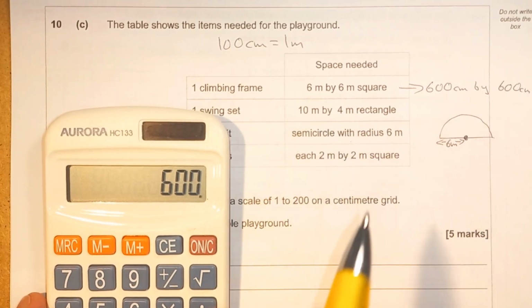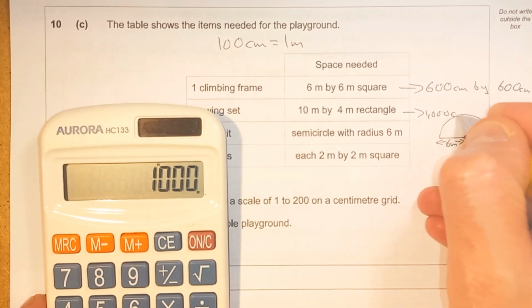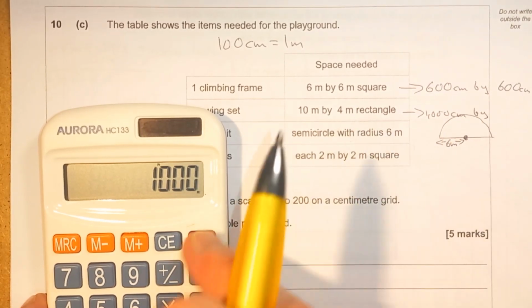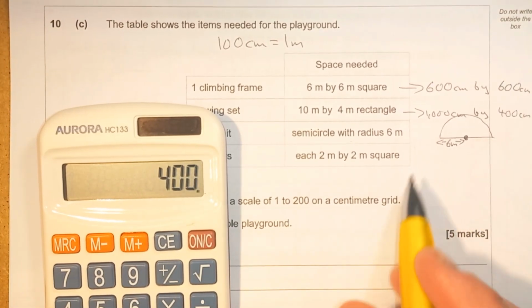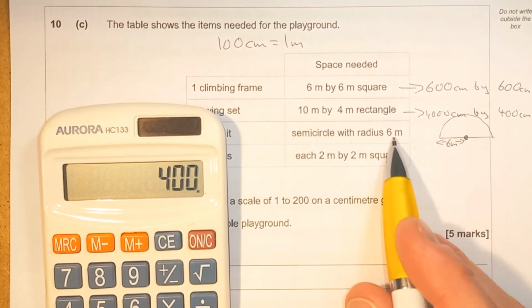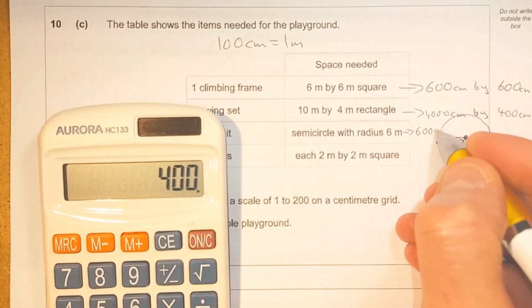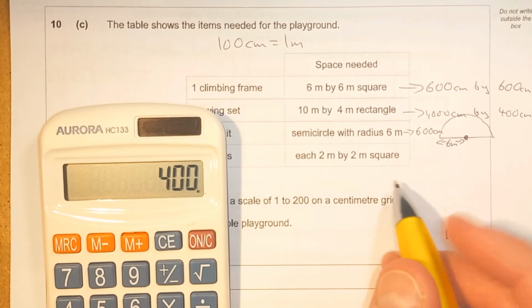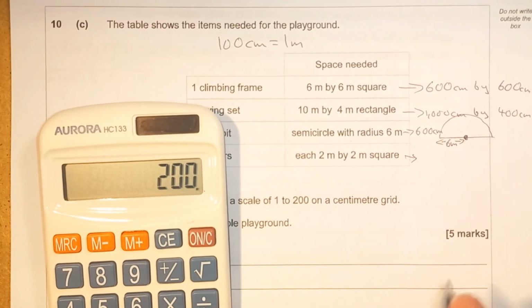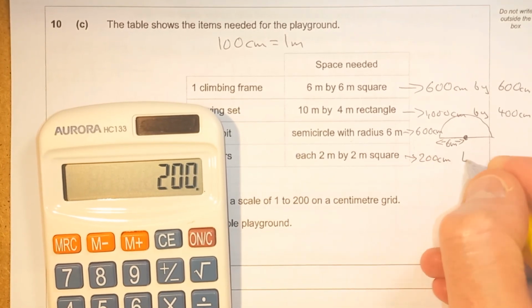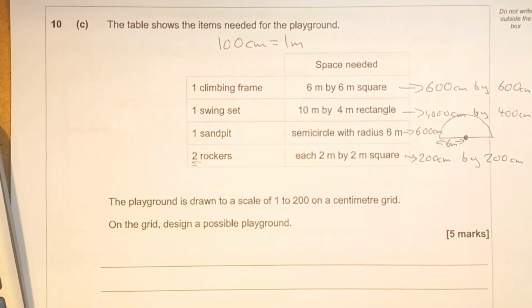And I'm going to do the same with these. So 10 times 100 is 1,000. So it's going to be 1,000 centimetres by, and 4 metres, 4 times 100 is going to be 400 centimetres. Okay. With this one, the radius of 6 metres, well, we saw up here that 6 metres is going to be 600 centimetres. It means the same thing. And 2 metres by 2 metres, well, 2 times 100, that's going to be 200 centimetres by 200 centimetres. So that's just converting from metres to centimetres.